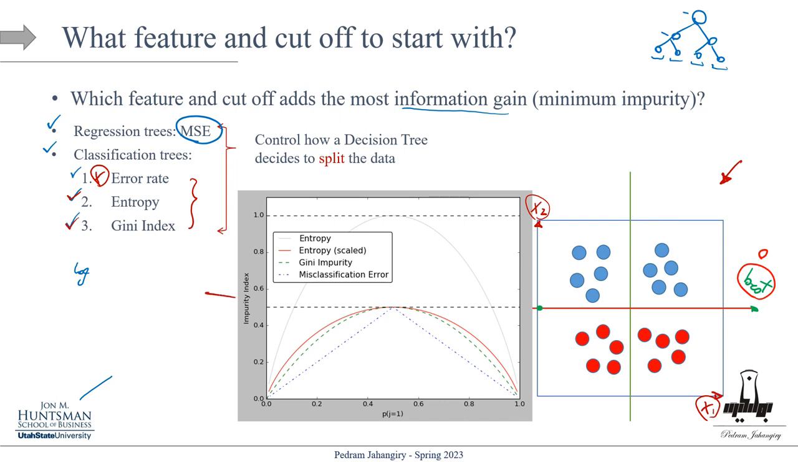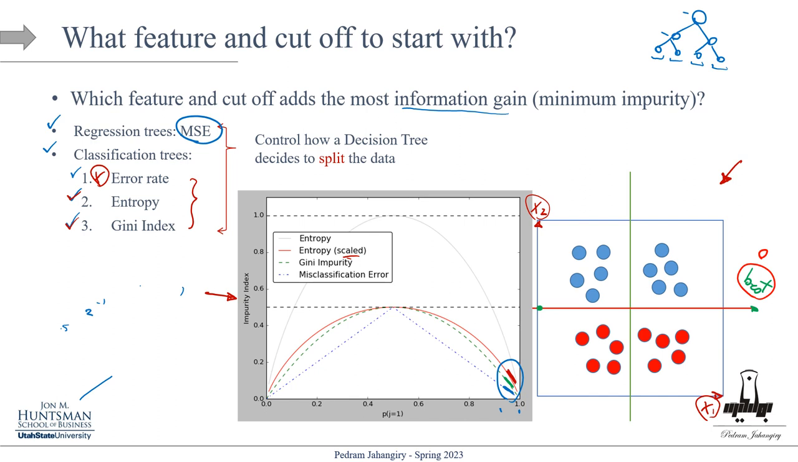So look at this graph. This graph is going to show us the impurity index. The smaller the number, the better, because again, we want to get the minimum impurity. And look at the entropy, the scaled version, versus Gini, so the red one versus the green one. And of course, the blue one is our misclassification error. Which one is more sensitive to changes in probabilities? You see that, for example, we go from here to here, and as you can see, the red one is most sensitive. Then the next one is the green one.